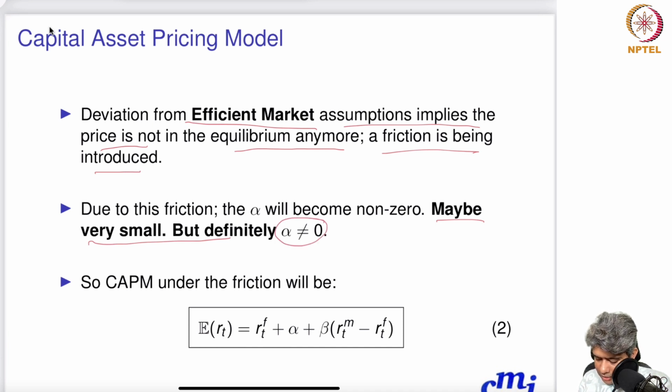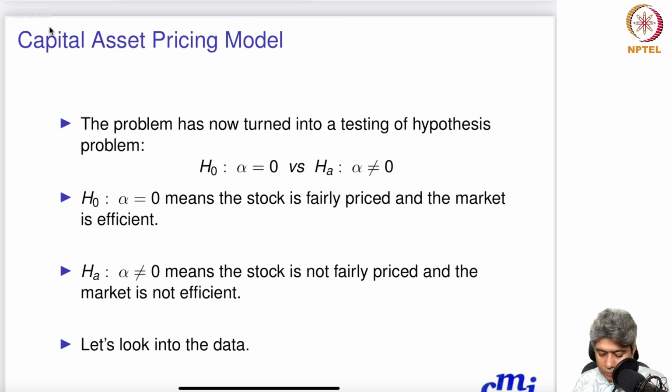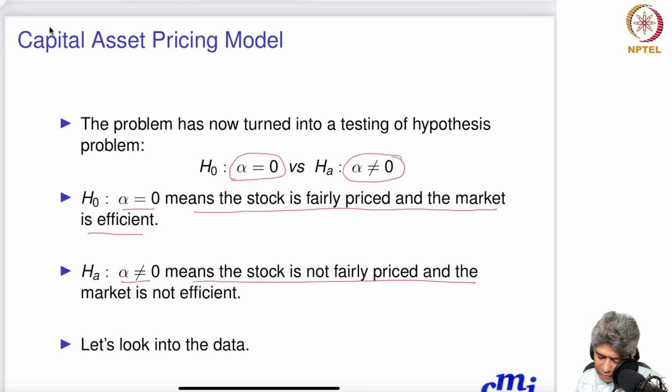So CAPM under the friction will be something like this: R_f plus a non-zero alpha plus beta times (R_M minus R_f). Now what we do is propose a test with null hypothesis alpha equal to 0 versus alternative alpha not equal to 0. Alpha equal to 0 means the stock is fairly priced and the market is efficient. Alpha non-zero means the stock is not fairly priced and the market is not efficient.